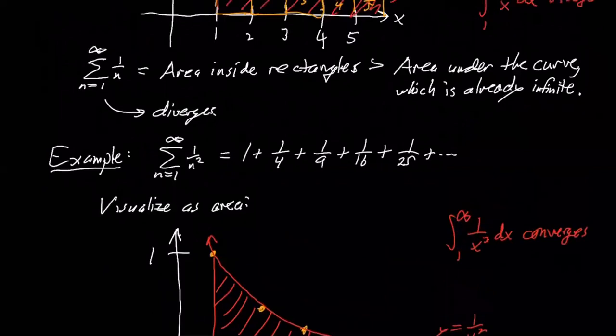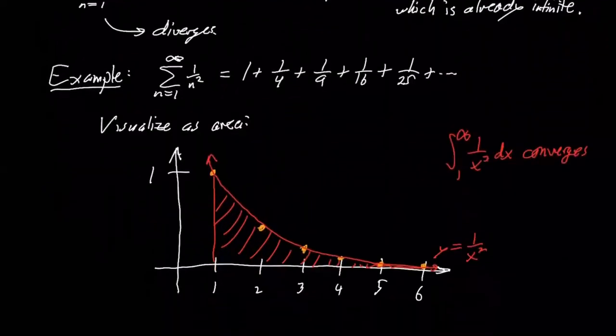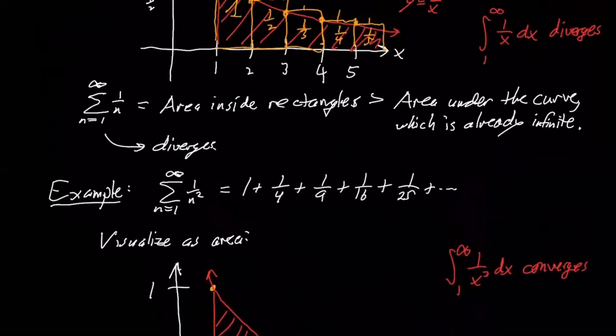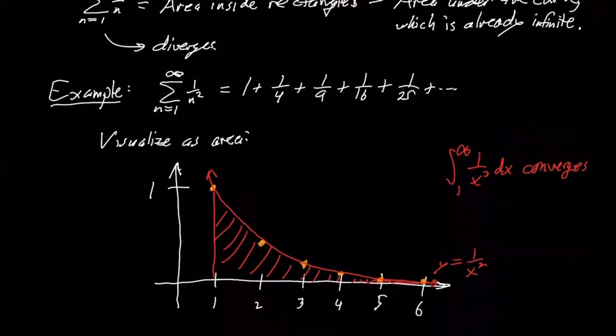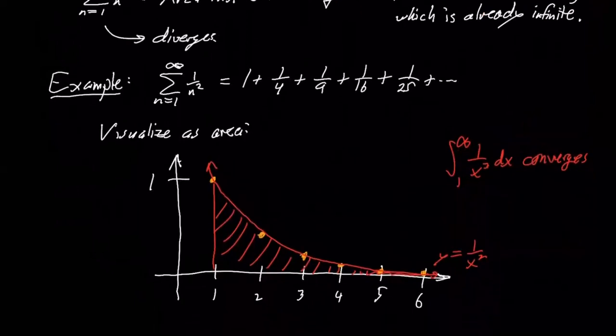We actually showed that before, as opposed to the integral of 1 over x, which diverged. And now, that means the area under the curve is finite. And so I claim that the sum of 1 over n squared is also finite. But that means I don't want to draw a rectangle like this.